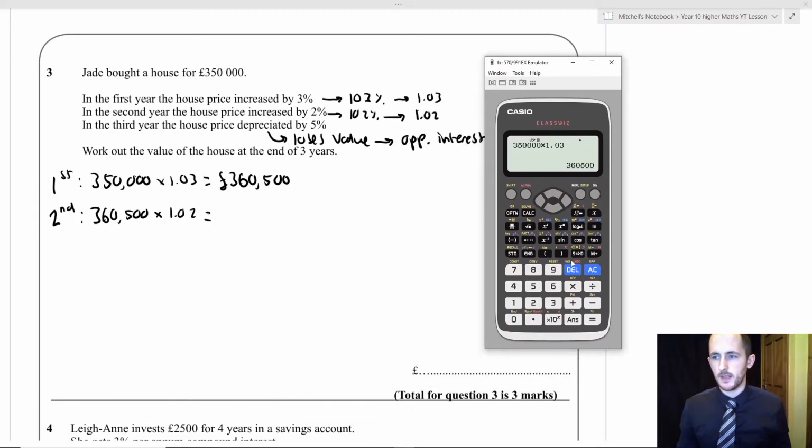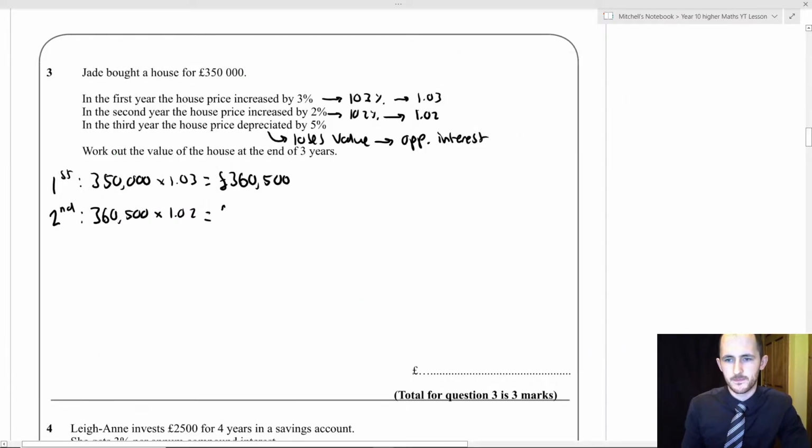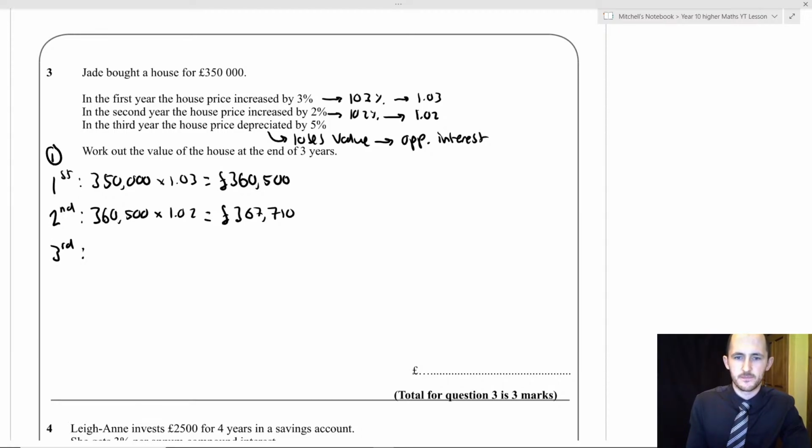Okay? So again, what we can do is 360,500 multiplied by 1.02. So £367,710. Okay. So again, I'm showing you this long way, and I know that it's long, but trust me, there's a reason why I'm making you do it the long way first.